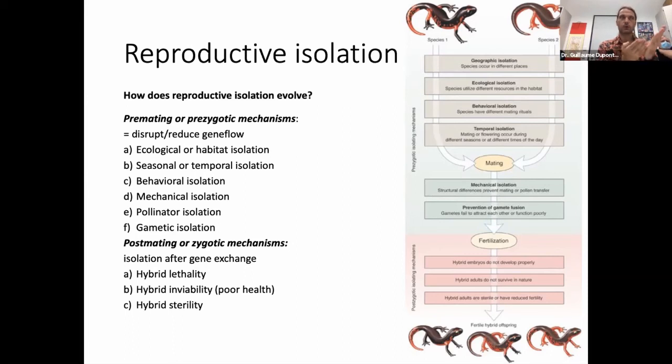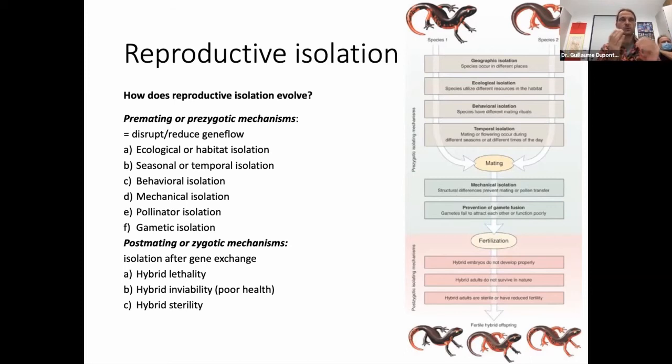So that could be ecological or habitat. Two populations start to invade, as we've seen in these mice. We have a mouse on brighter soils, one on dark soils. So there's a low chance that they will have gene flow. There could be seasonal temporal changes.